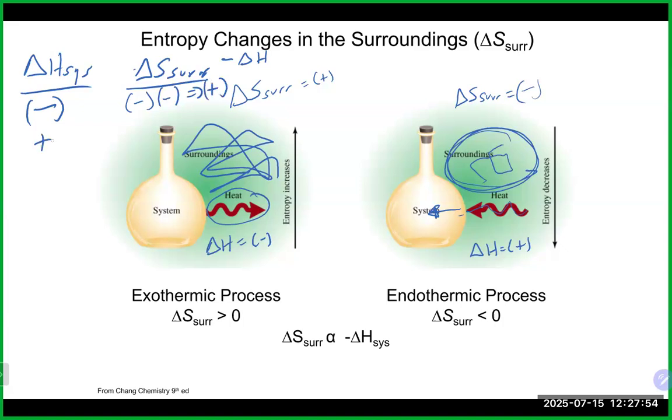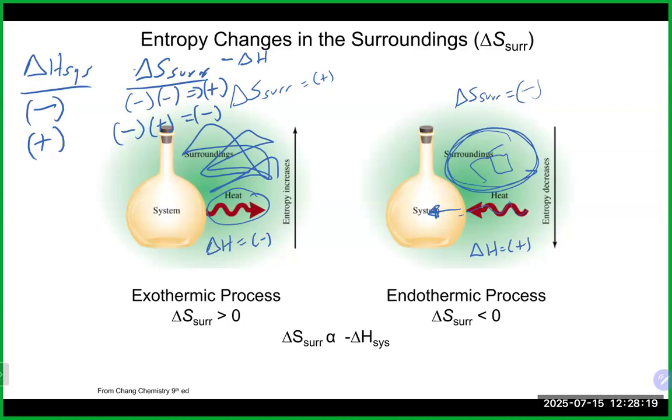If you have an endothermic process, your delta H of the system will be a positive number. So negative of the delta H will give you a negative times a positive, which will still be a negative number in this case. So that is the relationship. It's basically the opposite relationship of the delta H value.